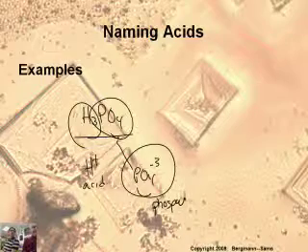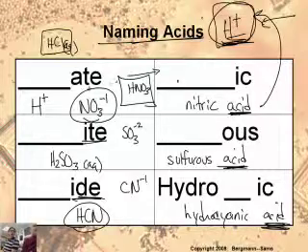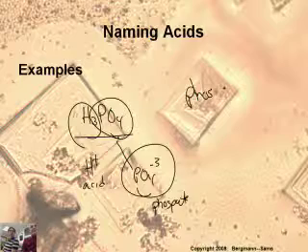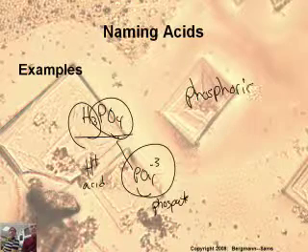Let's go back and look at our table just in case you might have forgotten. Ate becomes ic. So phosphate becomes phosphoric acid. Don't forget the word acid.